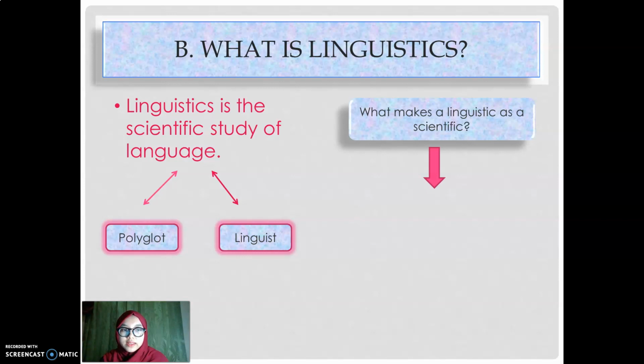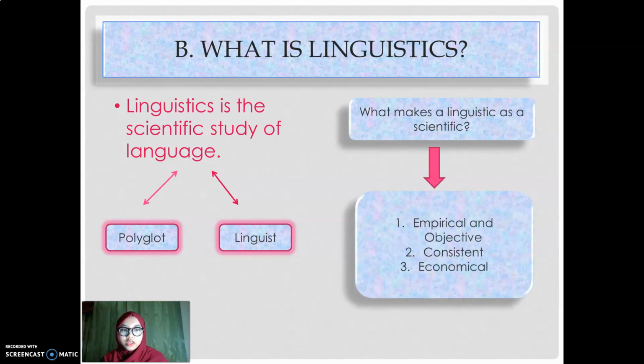What makes linguistics scientific? To make linguistics scientific, it must be empirical and objective. It means the study proceeds by examination of publicly verifiable data, obtained through observation of phenomena and experimentation. 2. Consistent. There should be no contradiction between different parts of the explanation or statement. 3. Economical. It means a precise and non-redundant manner of statement.